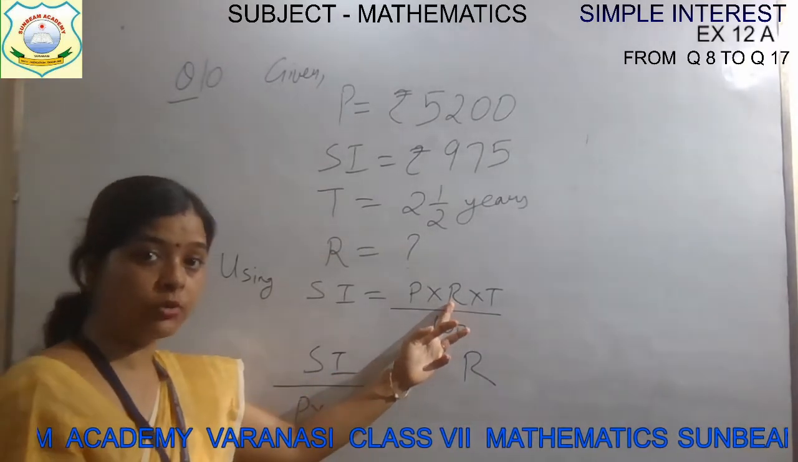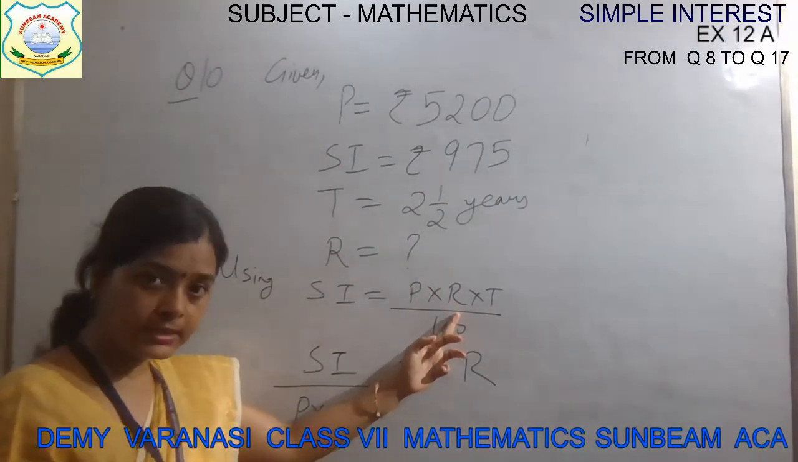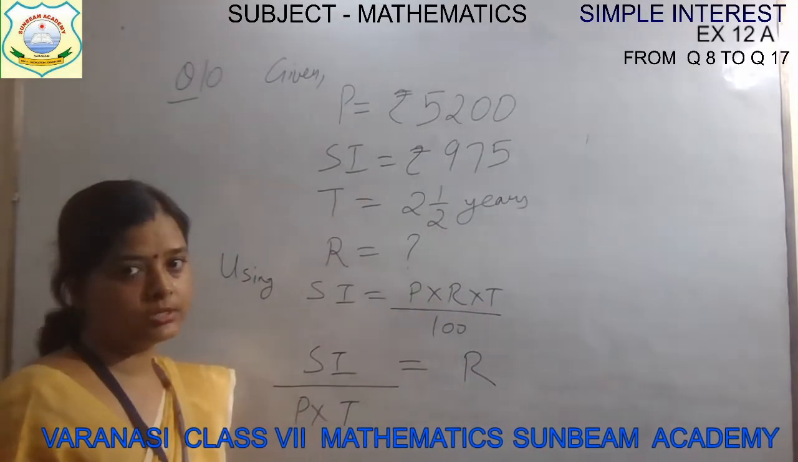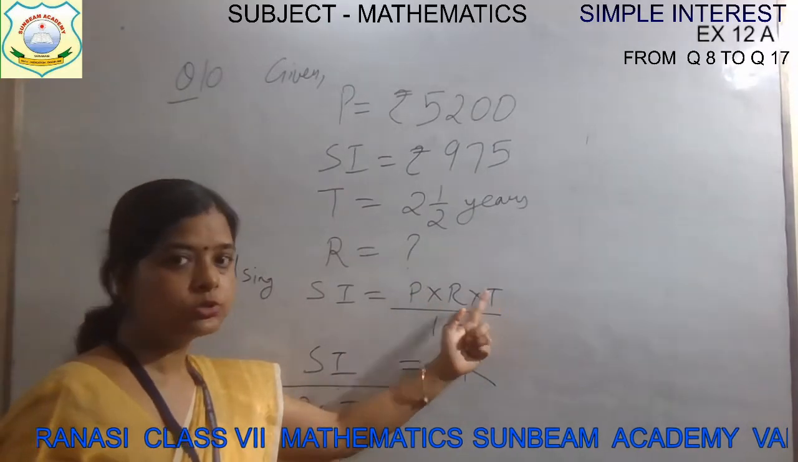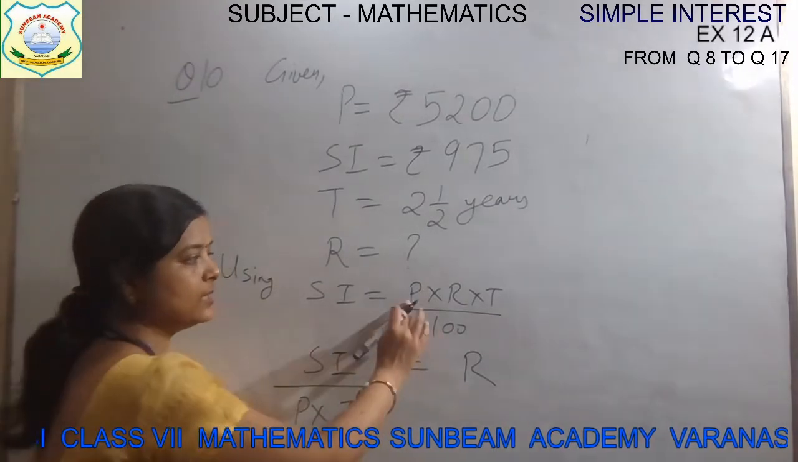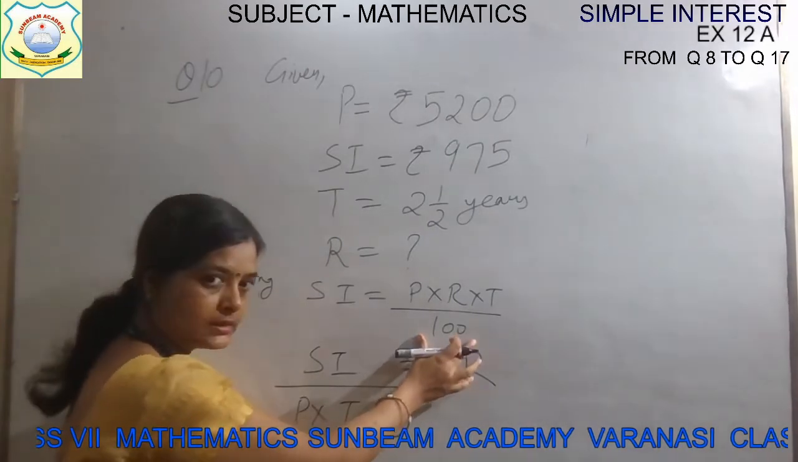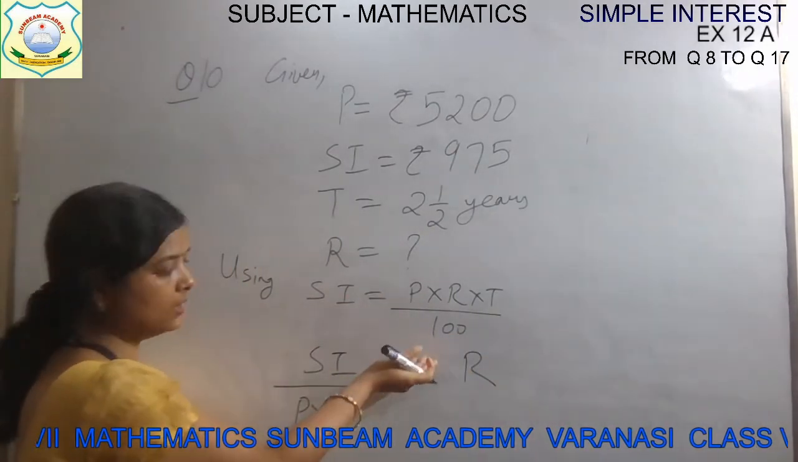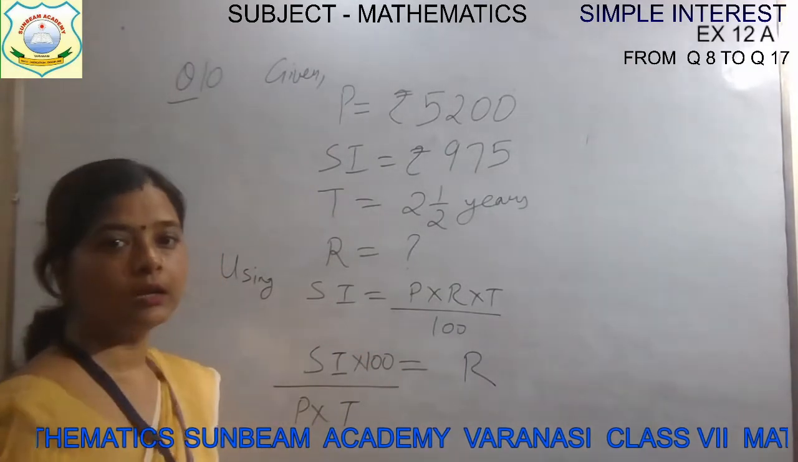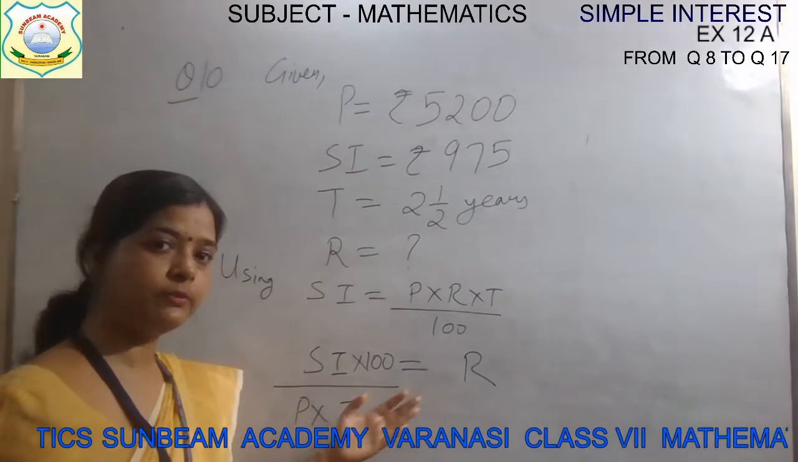We have to keep this rate alone, because we have to find the value of rate. So whatever values are attached with rate, you have to transpose to LHS. With rate, P into T is there, so we will transpose P into T to LHS. Here it is in multiplication, it will go for division when it will transpose. 100 is in denominator or in division, it will come for multiplication. Okay, so into 100. Clear? Now we will use this formula because we have to find the rate.